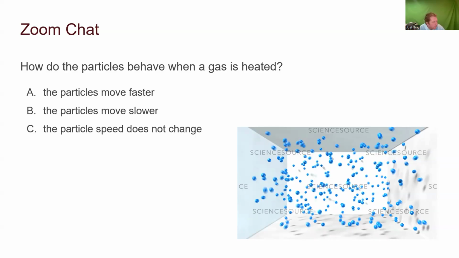It's a pretty popular answer of A. They're going to move faster. And you know what? You're absolutely right. Those particles are going to move faster. So they're going to hit the sides of the container more often. They're going to collide with one another more often. Essentially, the number of collisions that are going to take place as this container is heated, those collisions are going to go up.